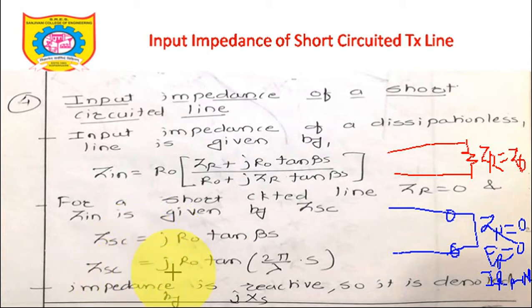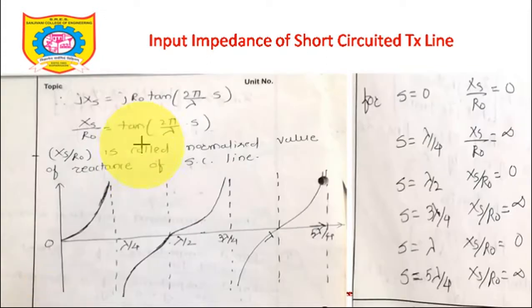So ZSC is equal to jR0 tan βs. Can I replace this beta with 2 pi by lambda? Yes, we know the expression for 2 pi by lambda. We know that this impedance is reactive, so it is denoted by jXs. We are not getting it to be resistive because we are getting it in terms of j. So if I represent ZSC by jXs, that is reactive impedance, I get jXs equal to jR0 tan (2 pi by lambda into s).